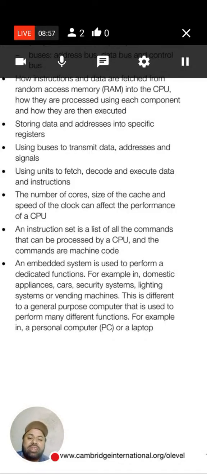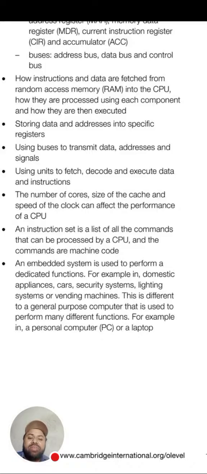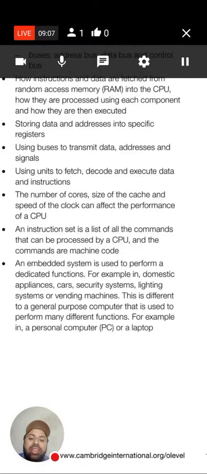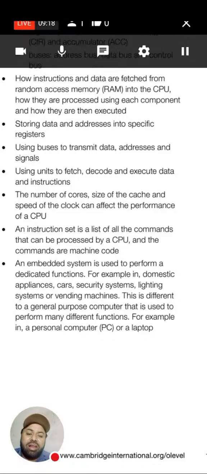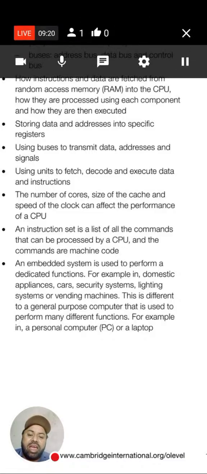An instruction set is a list of all the commands that can be processed by a CPU. Now what is the instruction set? It is the list of all the commands that can be processed by the CPU, and the commands are machine code. It's really important that this list of all the commands is called an instruction set, and the commands are machine code as well.